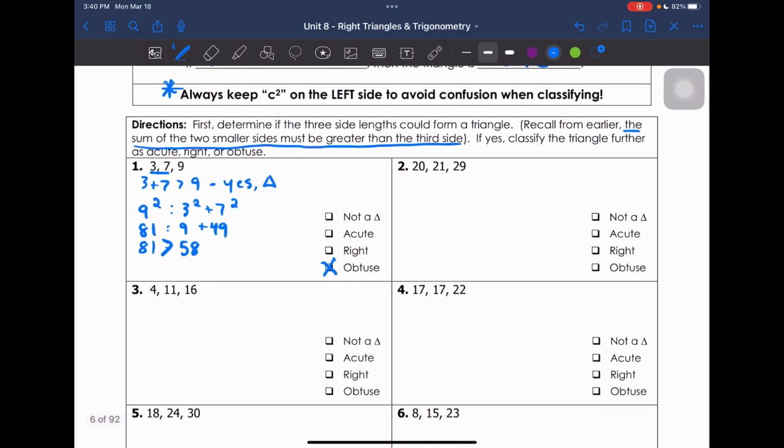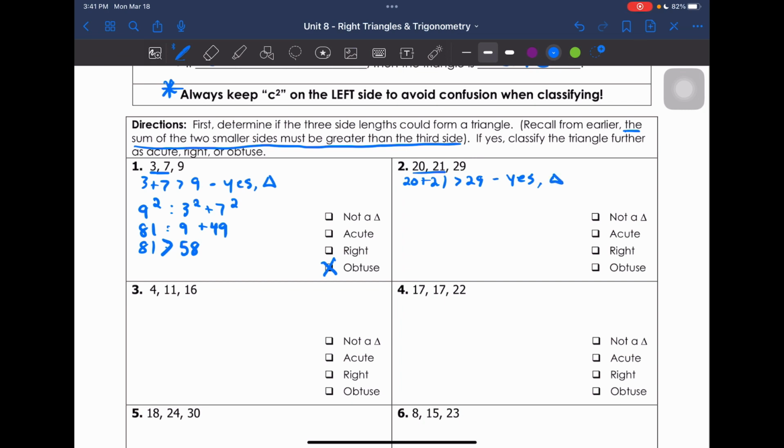So let's go ahead and start, on number 2, by checking to see if we can make a triangle. Let's add together the two smaller ones. So 20 plus 21, is that greater than 29? Well, 20 plus 21 would be 41. 41 is greater than 29, so yes, we can make a triangle out of this.